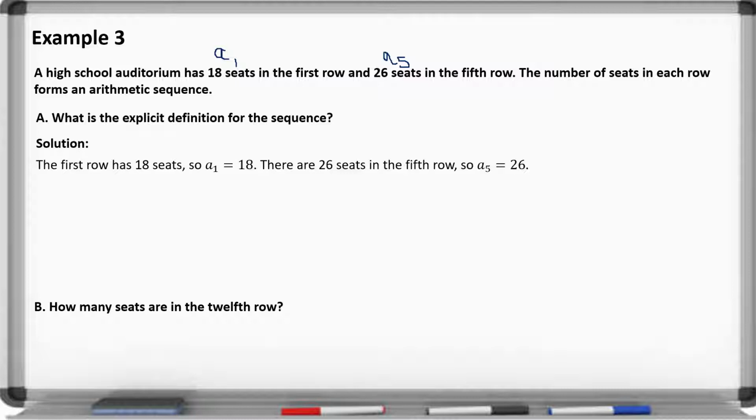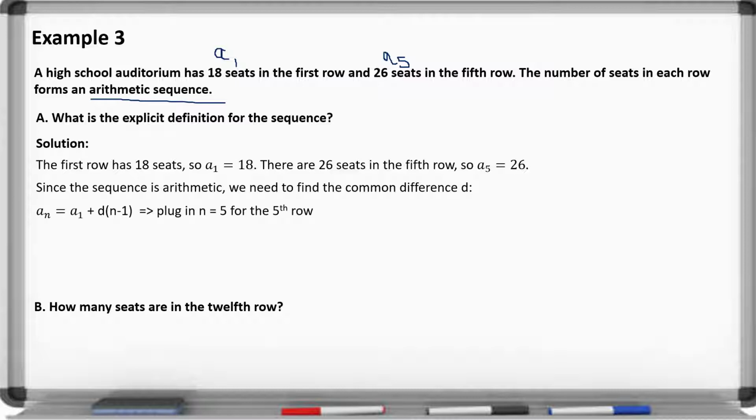So therefore, we know that the sequence is arithmetic since it was explicitly said in the problem, so we can use the formula. However, we need to know what the common difference is. We don't know how much it's going by to get to the next term because we only know the first and the fifth term. So what we need to do is plug it into the formula for the arithmetic sequence here. But we know that n is equal to 5, so we can plug that in easily. And we know A5 and A1, so we want to plug those in.